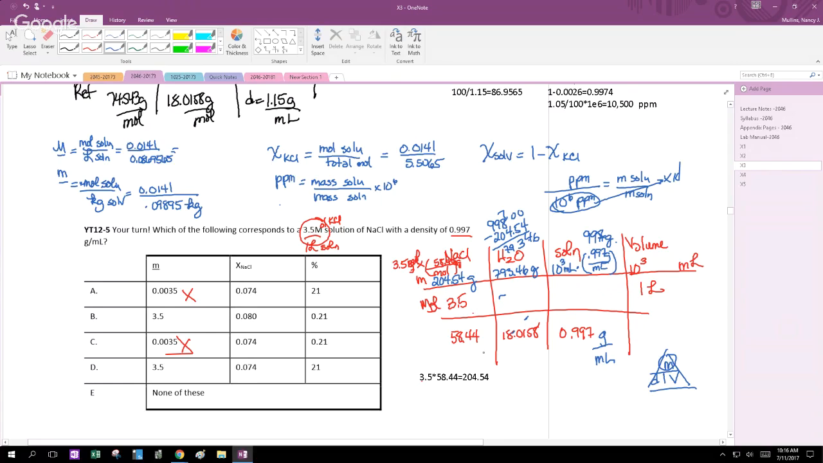Now what? What do you think, Paige? How am I going to do it? Sure. 793.46 grams. And I know that for every 18.0158 grams, there's a mole. Okay, 44.0425.